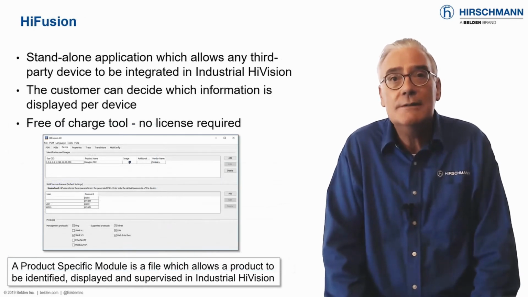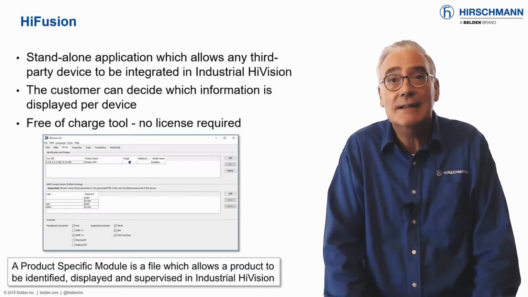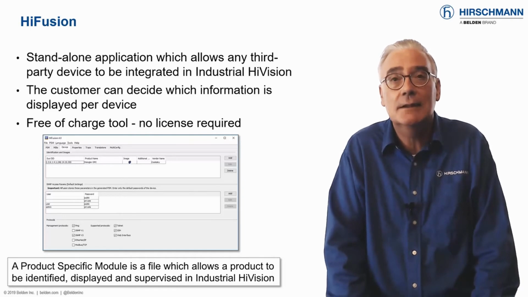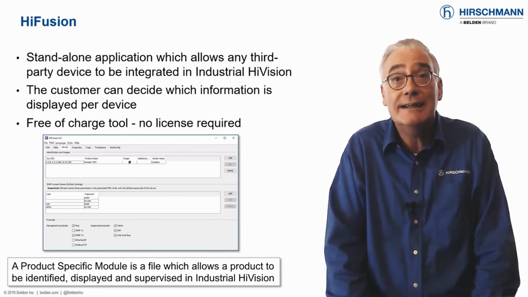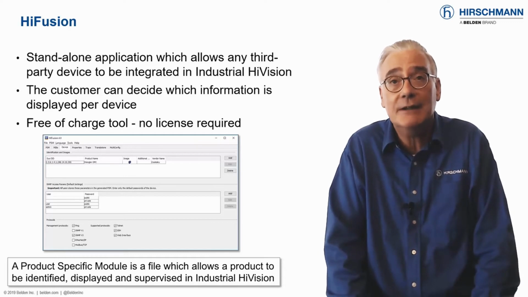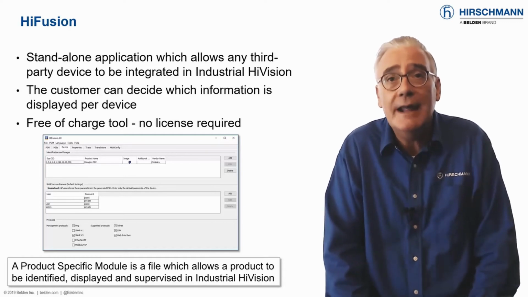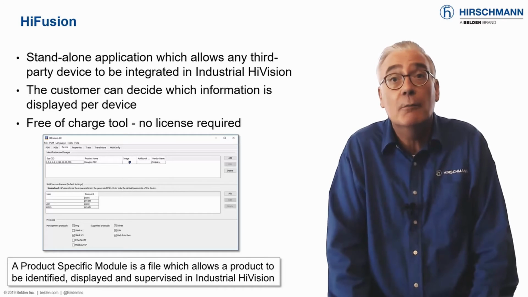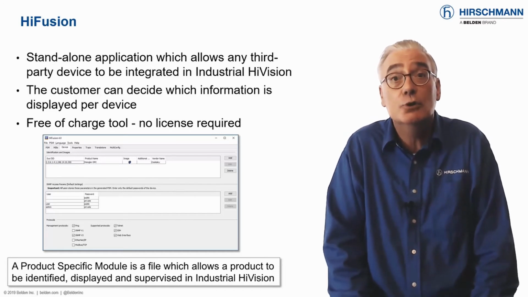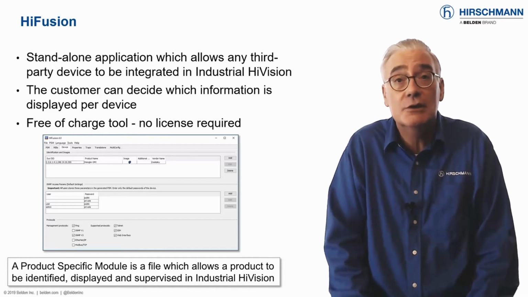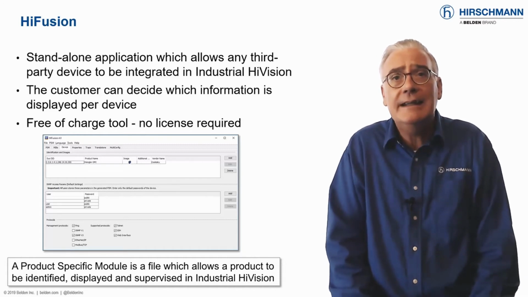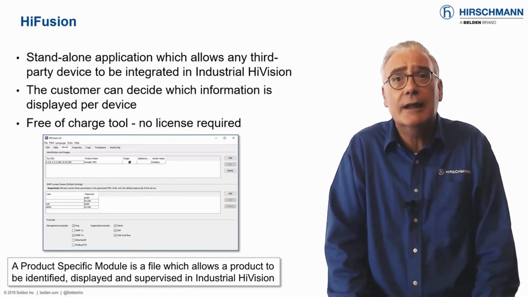Industrial HiVision was developed to configure and supervise Hirschmann network devices, but modern OT networks increasingly support equipment from many manufacturers. This can include network infrastructure equipment from other well-known vendors, or end devices which do not have their own supervision software. In any case, Industrial HiVision can meet the challenges of a mixed environment.